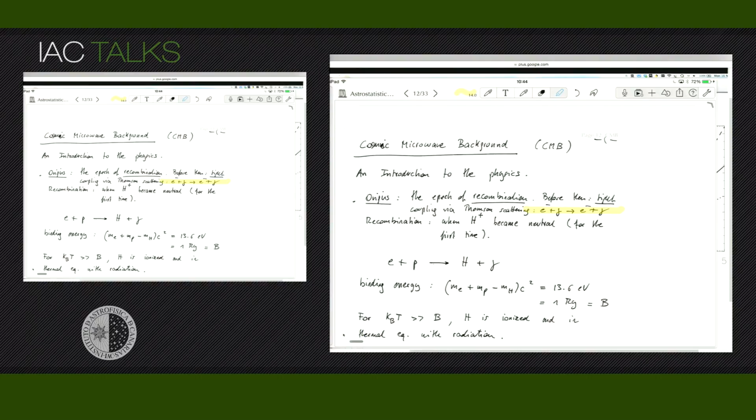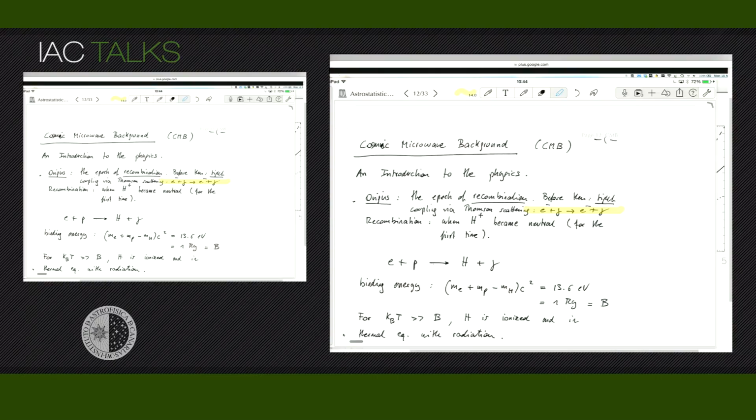In other words, the mean free path of photons was extremely short. Photons could only travel a very short distance before being rescattered by Thomson scattering. And that meant that the universe was opaque. The universe, before recombination, was an opaque plasma, and therefore we cannot see anything before recombination. So recombination is the epoch when the temperature dropped enough for hydrogen to become neutral and stay neutral for the first time.